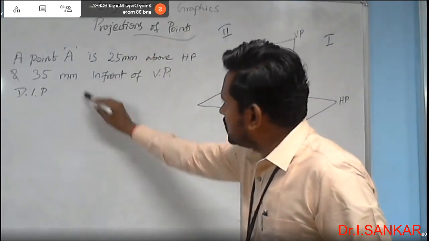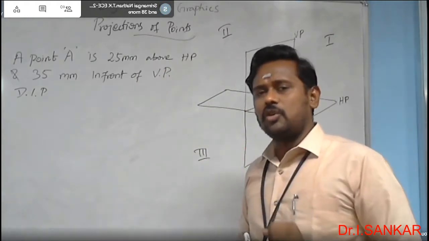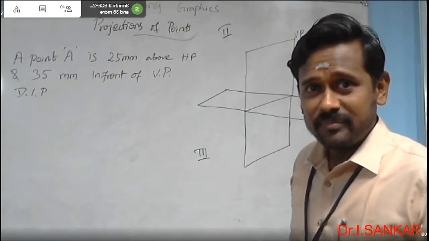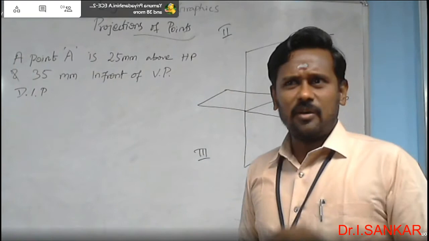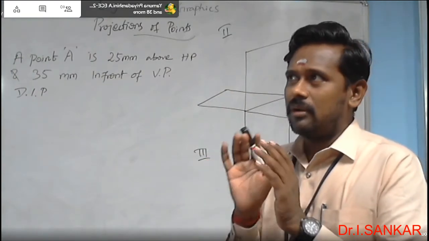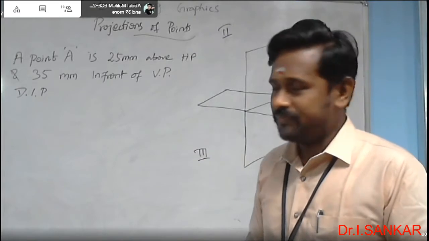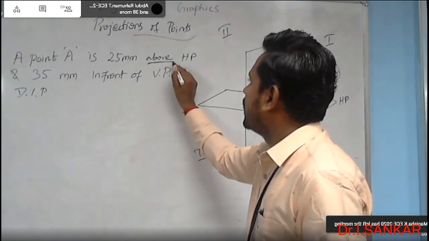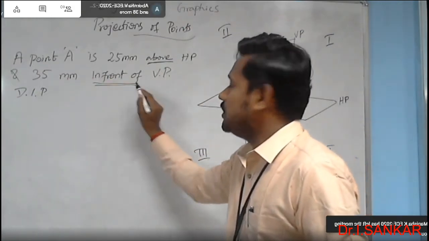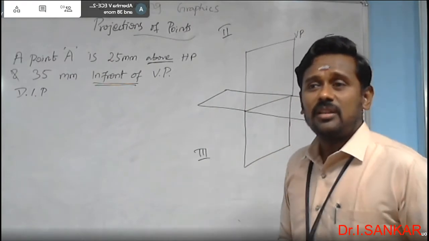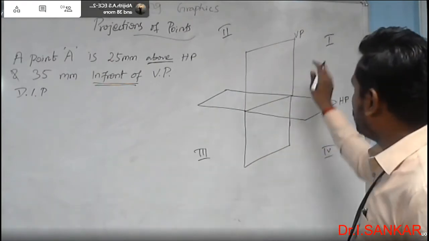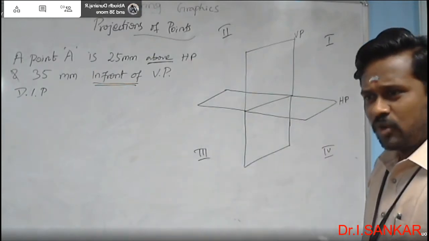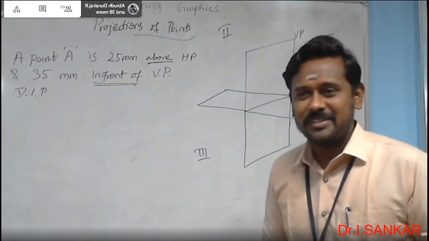So by using these words, are you able to predict in which quadrant the point is now existing. It's just like a puzzle game. Okay, by reading the data, you are going to predict where it is actually. So the point A is 25 mm above HP and 35 mm in front of VP. So in which quadrant the point may be there? Out of first, second, third, fourth. Yes? No issue, you can switch on the mic and you can respond. It's our class.